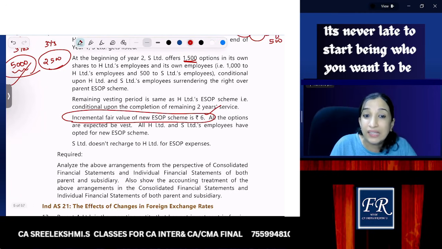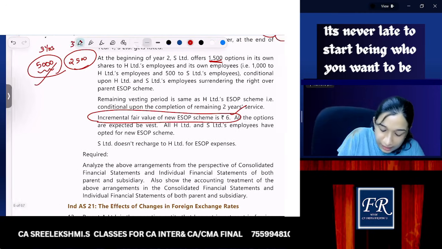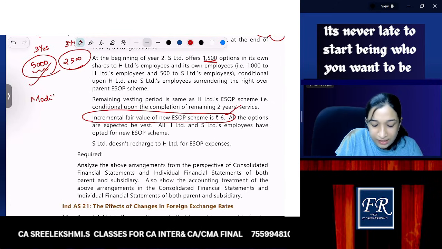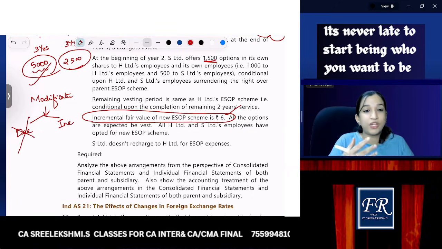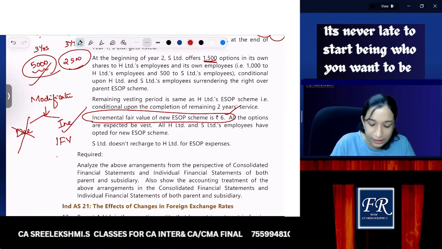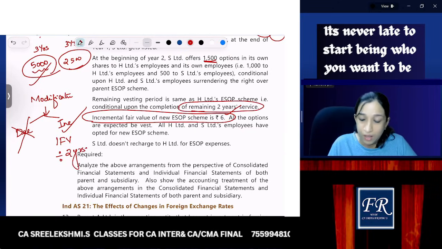What is the treatment of incremental fair value? As per Ind AS 102, if there is a modification, it can be decreasing the benefits of employees or increasing the benefits of employees. If decreasing the benefits, there is no special accounting, but if increasing the benefits, we need to find out the incremental fair value, and the incremental fair value should be spread over the remaining vesting period, that is the 2 years vesting period. All the options are expected to vest, and all H and S employees have opted for the new ESOP scheme.